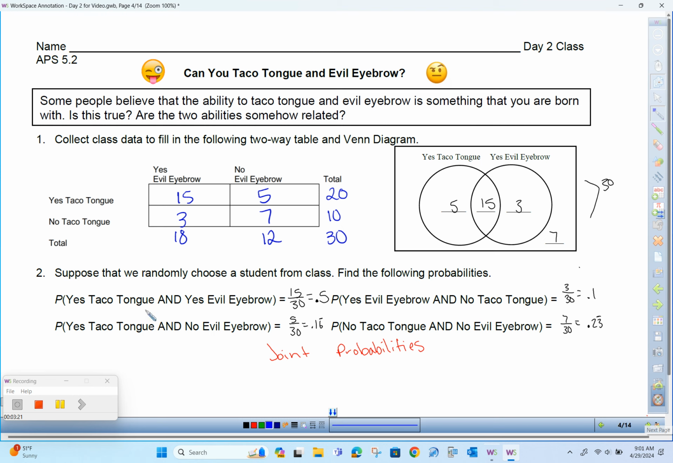You should have gotten, for the and, the 15 out of 30, and reducing it. And then for the yes to taco tongue, but no evil eyebrow, that's 5 over 30. Yes evil eyebrow and no taco tongue was the 3 out of 30, and then that last one was 7 out of 30. When we talk about probabilities, you can write them as reduced fractions, decimals, or percents. My favorite's going to be a decimal.